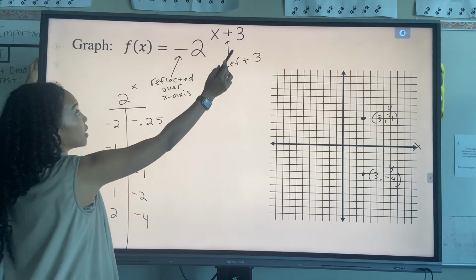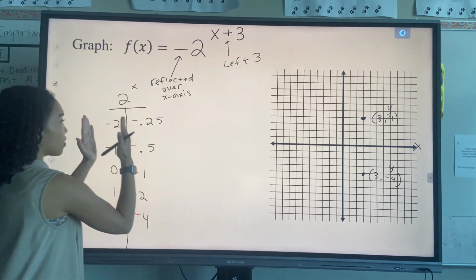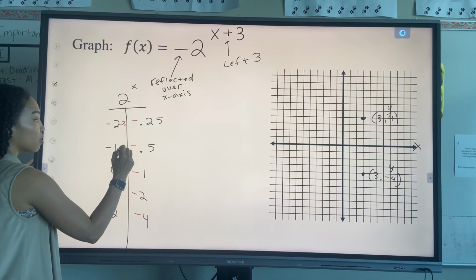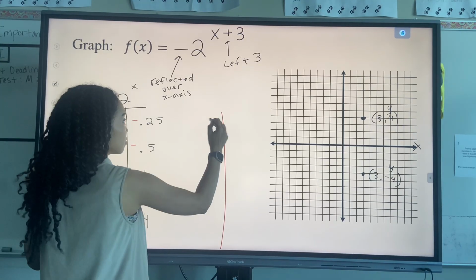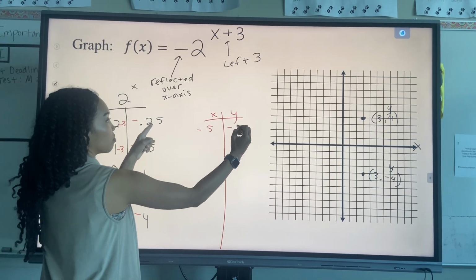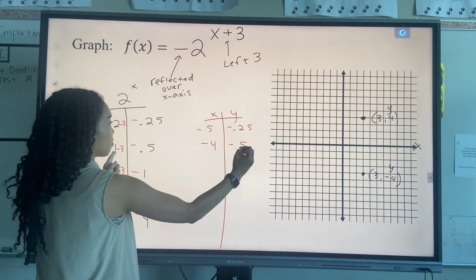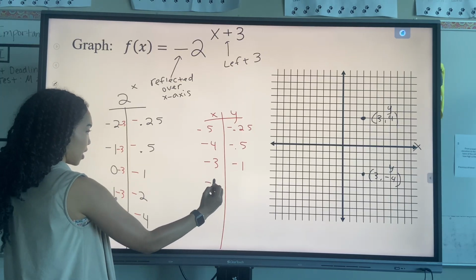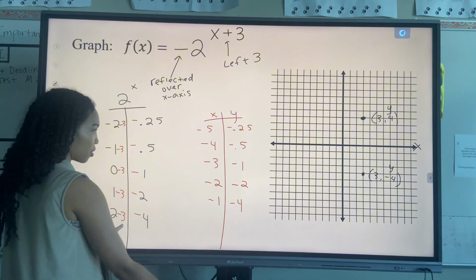Okay, and then it went left 3. Left 3, that's horizontal movement. That affects the x column. So if I went left 3, I'm going to subtract 3 from all of the x values. So these are my new points. My new points, I have -5 with -0.25, -4 with -0.5, -3 with -1, -2 with -2, -1 with -4.